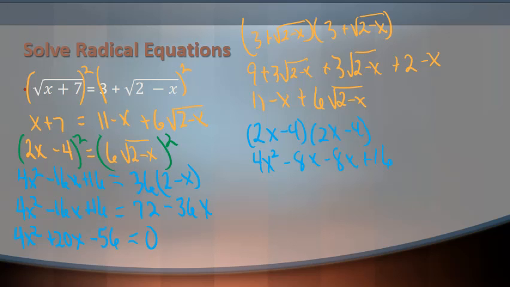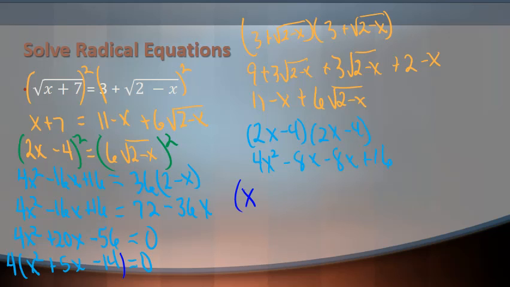All right, well, I believe I can factor out a 4 from everything on the left side. And when I do, that's going to give me x squared plus 5x minus 14 equals 0. And now I need to factor x squared plus 5x minus 14.